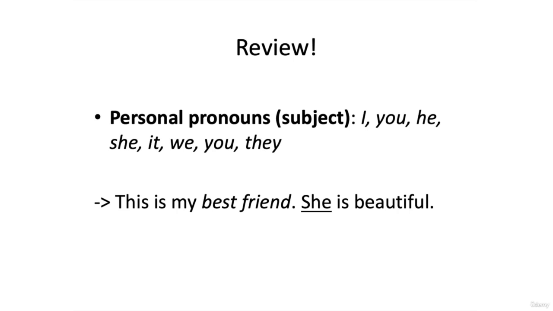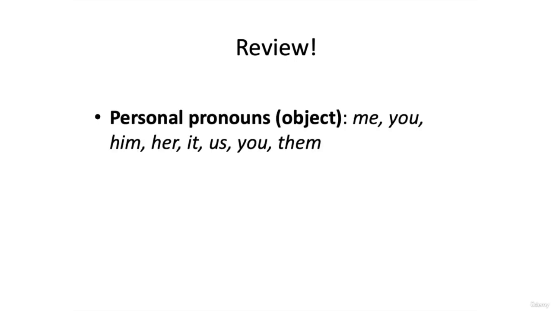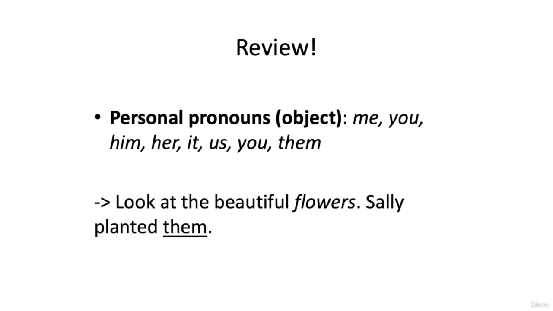This is my best friend. She is beautiful. The personal pronoun she replaces the noun best friend. The object personal pronouns are me, you, him, her, it, us, you, them, and they replace the object noun of a sentence. For example, look at the beautiful flowers. Sally planted them.